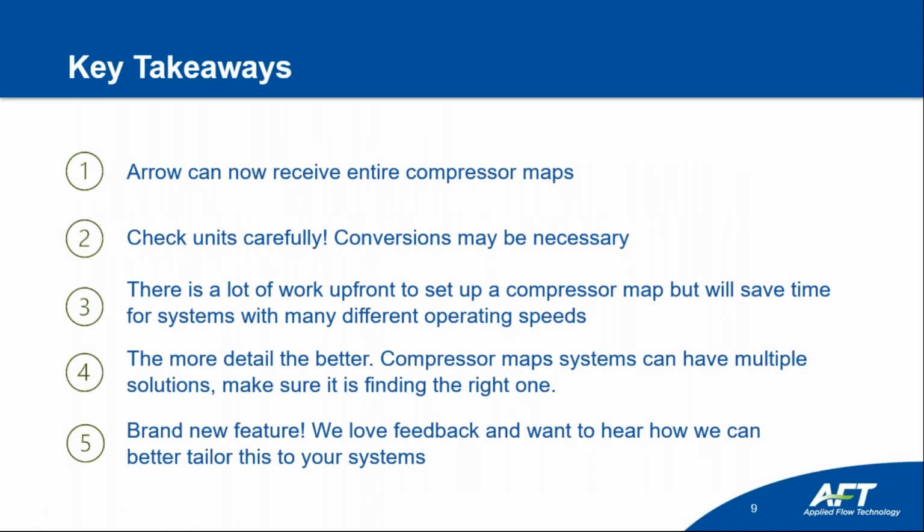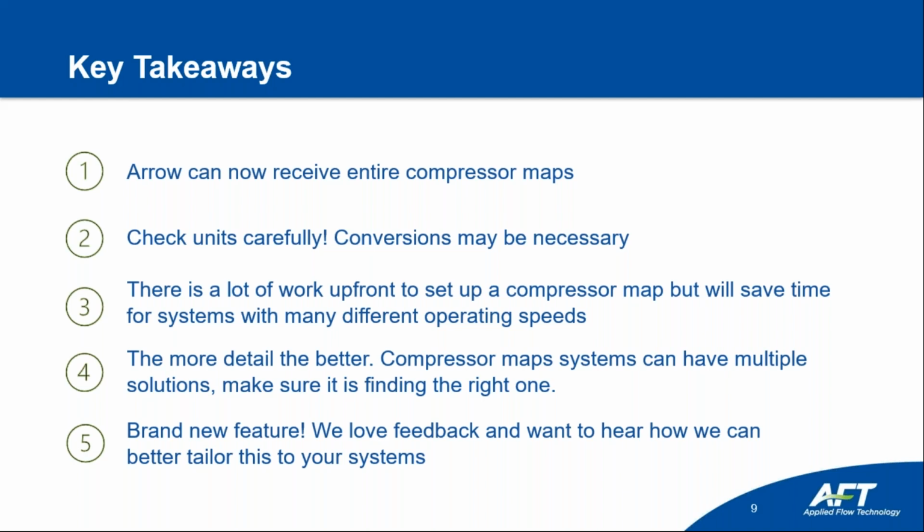With that, we're approaching the end quickly. Key takeaways though are Arrow can now receive an entire compressor map, which can now help you with all of your different design considerations. When implementing these, be sure to check units carefully. As we saw, they're not always mapping cleanly. Sometimes you might have to do a little bit of conversion on non-dimensional speed or readjusting some of those flows. Compressor maps tend to be a lot of work up front. You have to specify a whole bunch of different curves, but it saves time in systems where you're trying to check different operating RPMs.